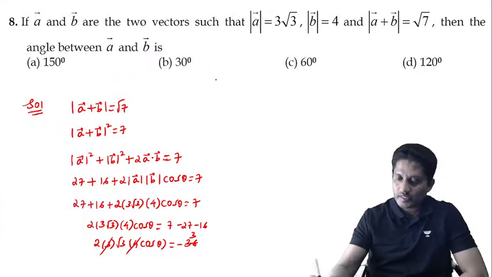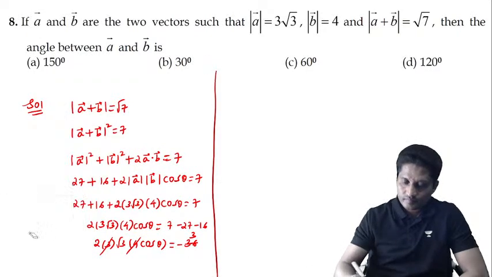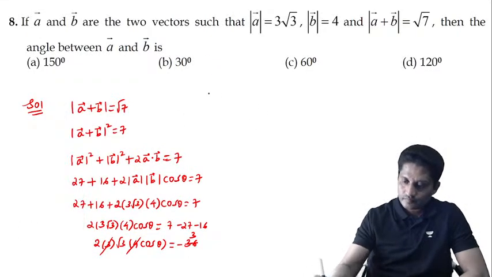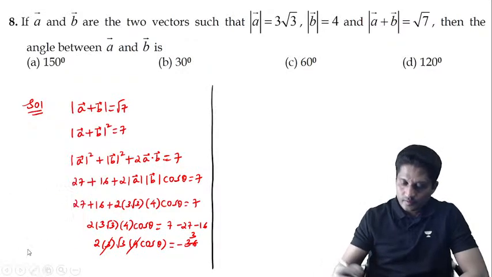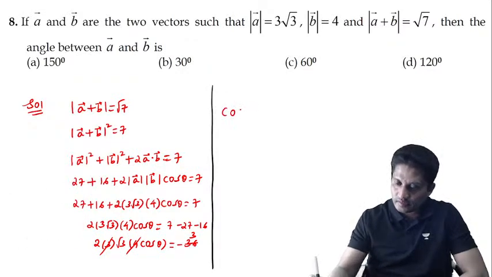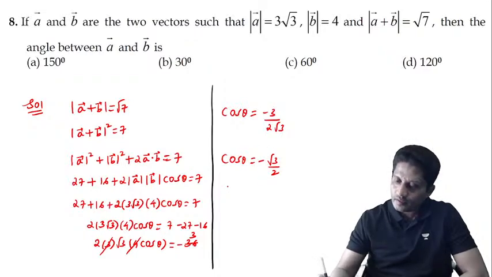Okay, now if I substitute, I get cos theta is equal to minus 3 divided by 2 root 3. Okay, cos theta is equal to minus of 3 by root 3, which is root 3, right? So I get root 3 by 2. Theta is equal to cos inverse of minus root 3 by 2. Right, cos inverse of minus x is pi minus cos inverse of x.